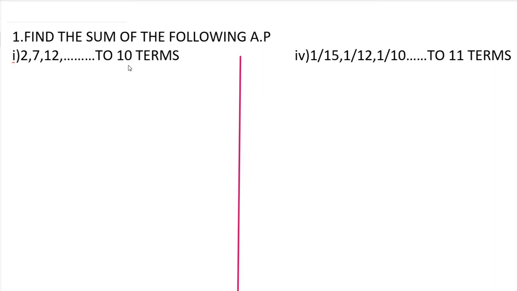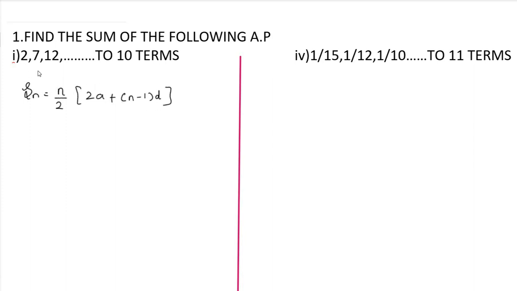So we have a formula to find the sum of n terms. Sum of n terms, that is Sn, is equal to n by 2 into 2a plus n minus 1 into d. We are going to use this formula to find this.